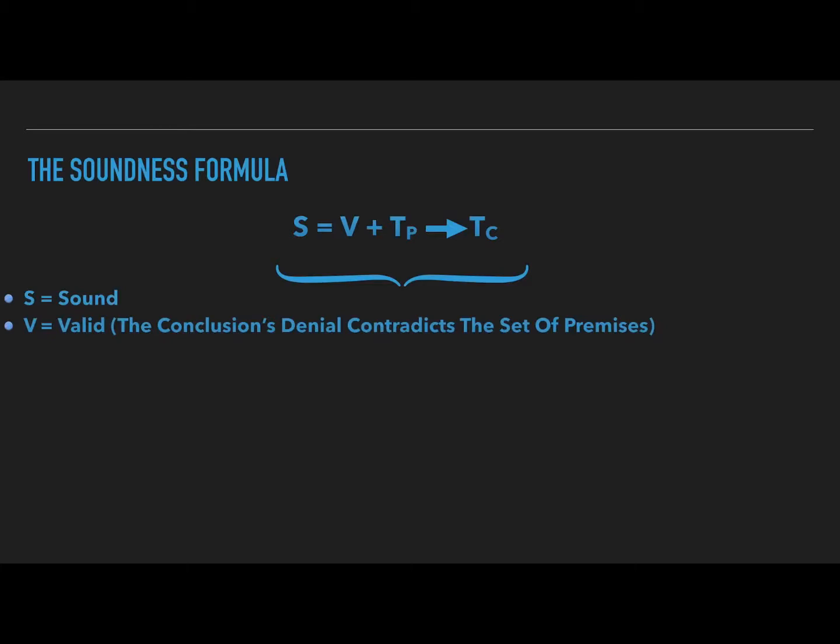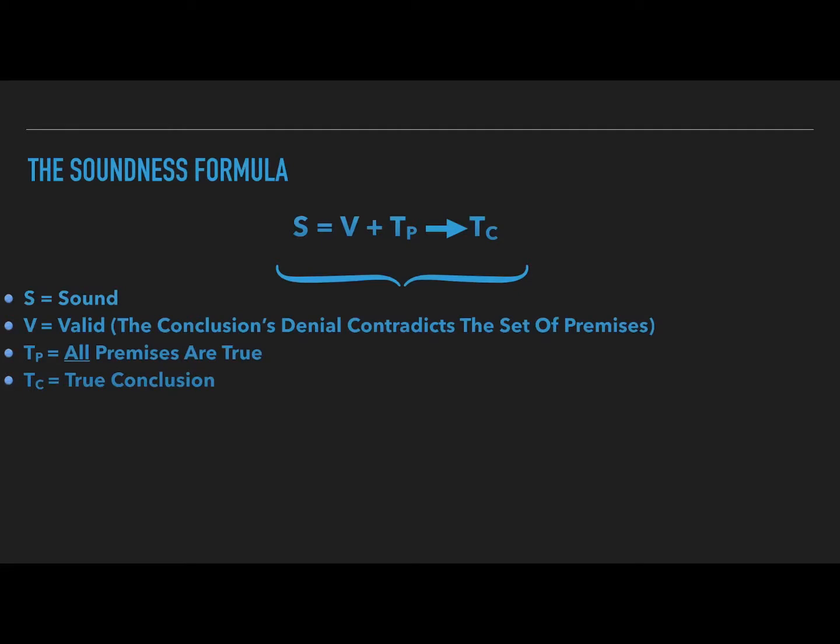Okay, there are different ways of thinking about that. But hopefully you've got the concept of validity under your belt a little bit. And then T sub P means that all the premises are true, not just one of them or some of them, but all of them are true. And then T sub C means that the conclusion is true.